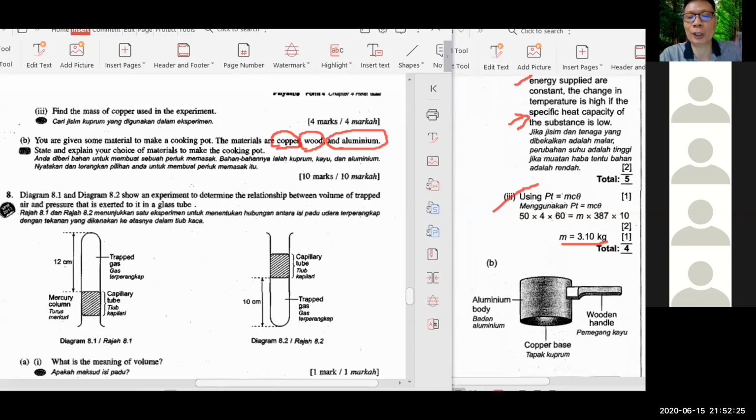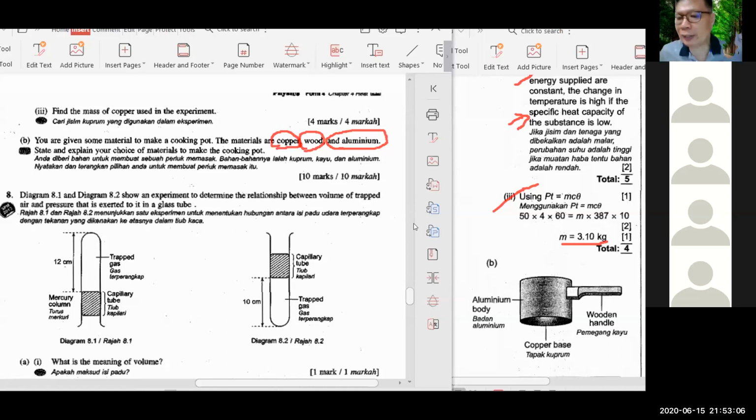Okay, let me explain a little bit. The idea is like this. This one you know already. Copper actually has 2 advantages. One, which one can heat up faster, copper or aluminum? Because now you already see the specific heat capacity. Copper is smaller, correct? It means copper can heat up faster. So here we put copper because it can transfer the heat faster, can cook faster. And also between copper and aluminum, which is heavier?